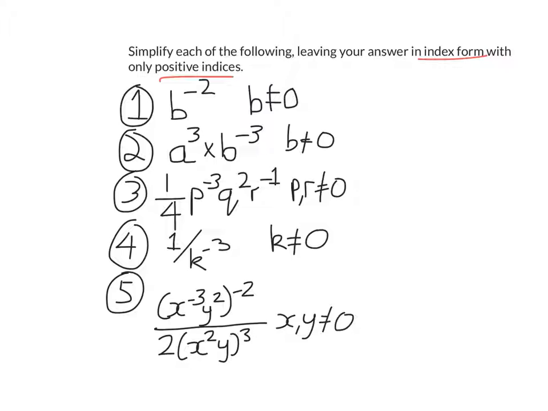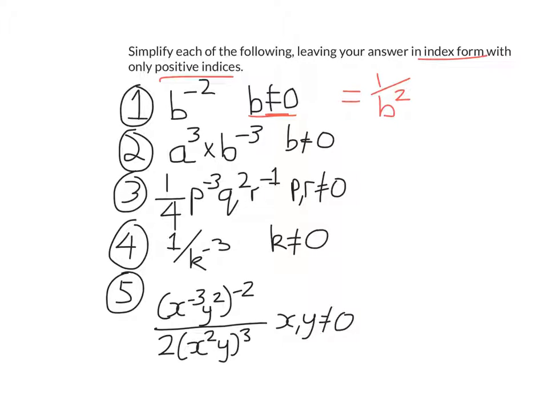So let's look at the first one. So note, I had to say that b doesn't equal 0. You can't raise 0 to a negative power. You can't have like 0 to the power of negative 3, because that would be 1 over 0, which is undefined. So that's why there's b does not equal 0 there. So to write this in index form, using only positive indices, easy. We move the negative power to the bottom of the fraction and change it to a positive power.